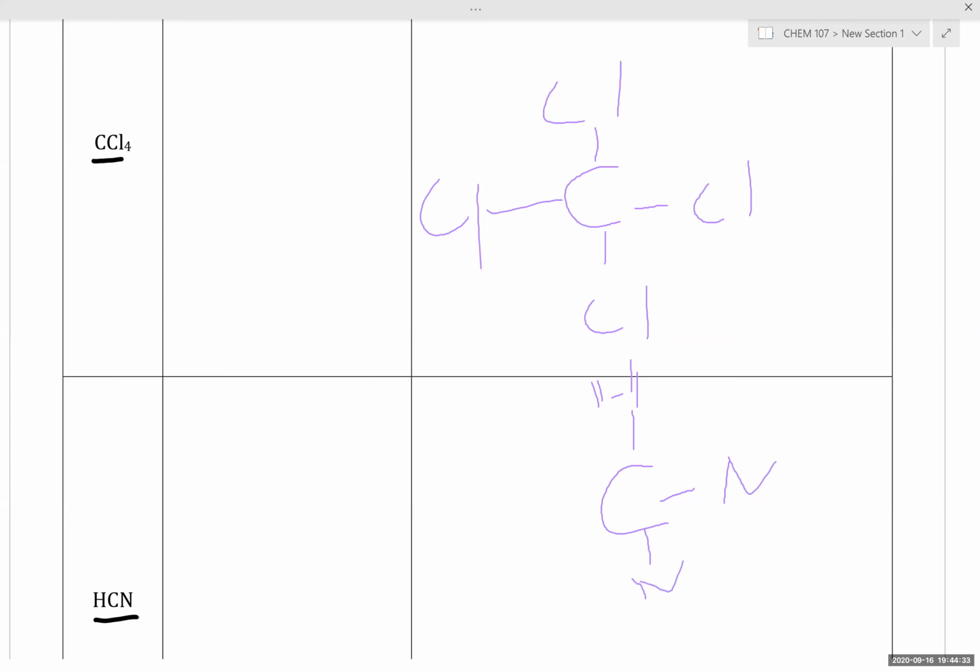And we'll keep working on this and we'll discuss in about 5 minutes. And remember, make sure to double check the formula to note the number of atoms that you have to work with. So like for hydrogen cyanide, you have more atoms than your formula indicates.